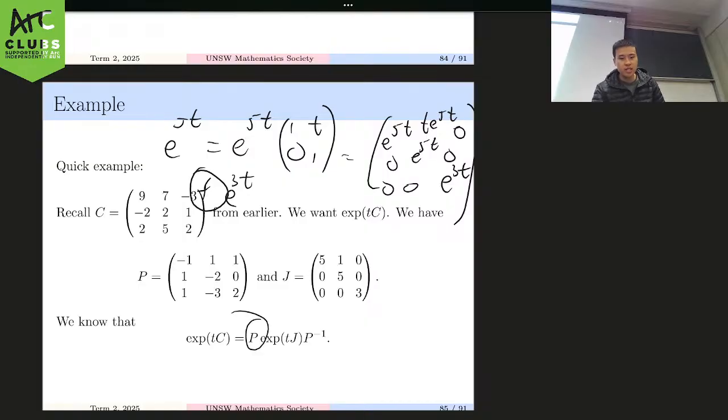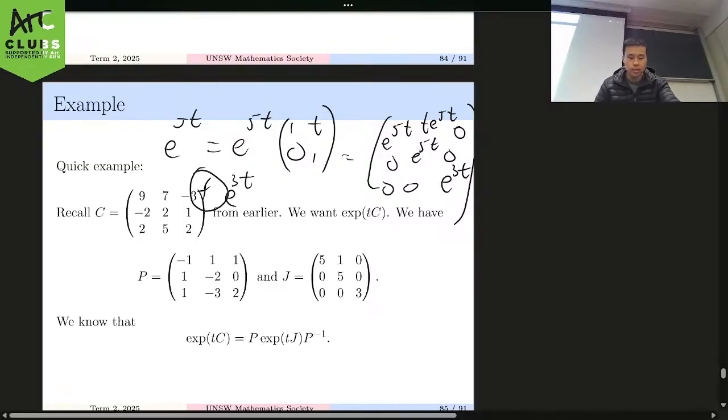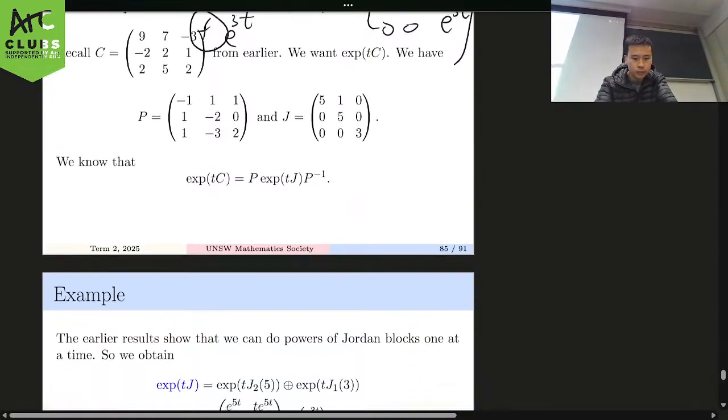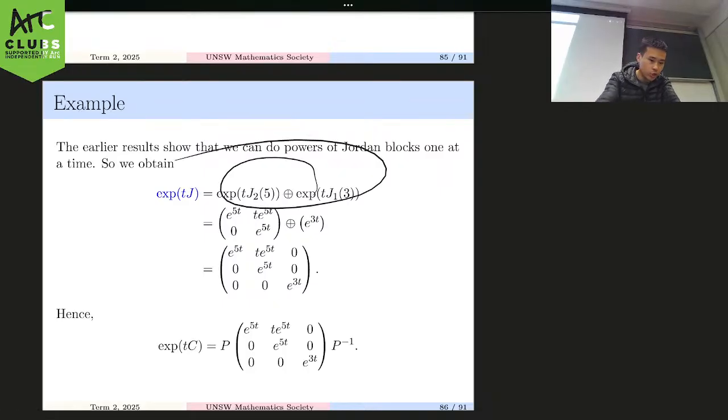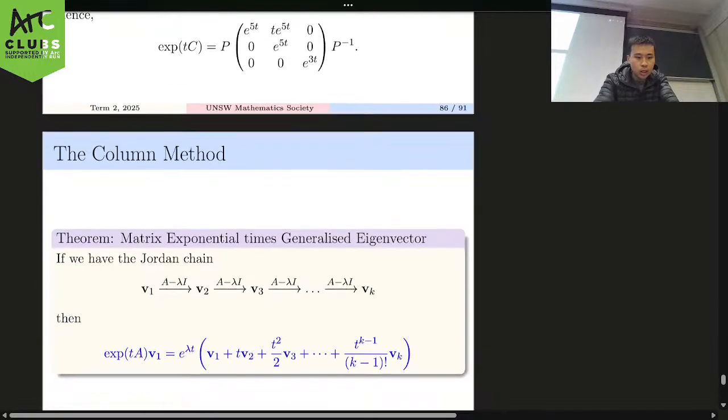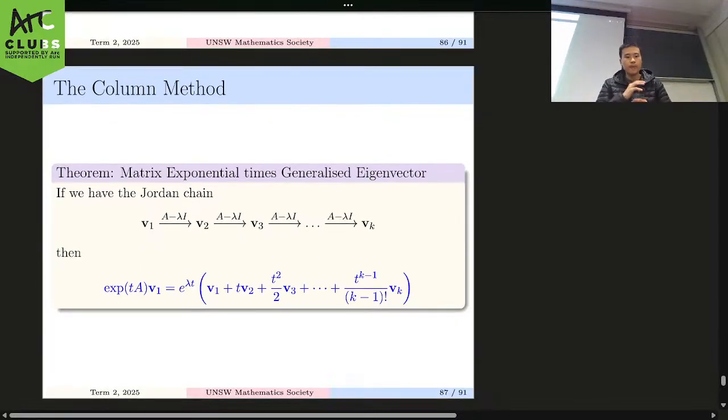And then the P's, just leave those alone. No need to worry about them. Again, you can do these parts individually, with direct sums and all that. Okay. Column method.